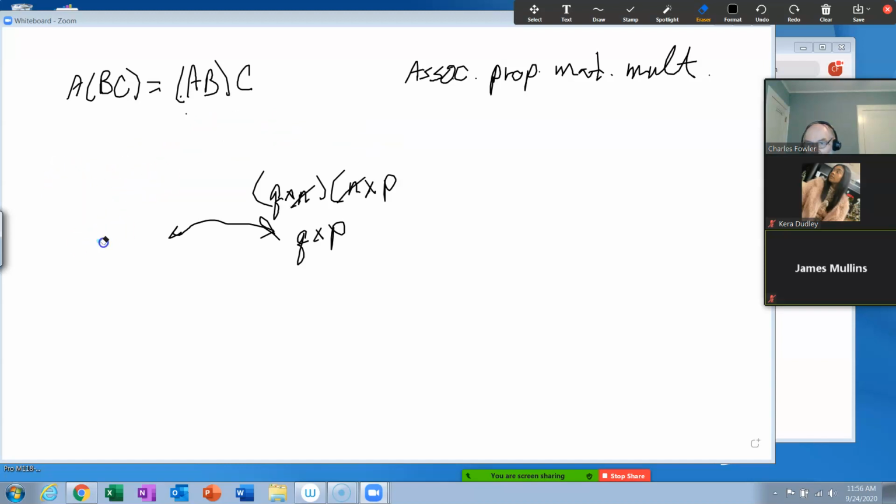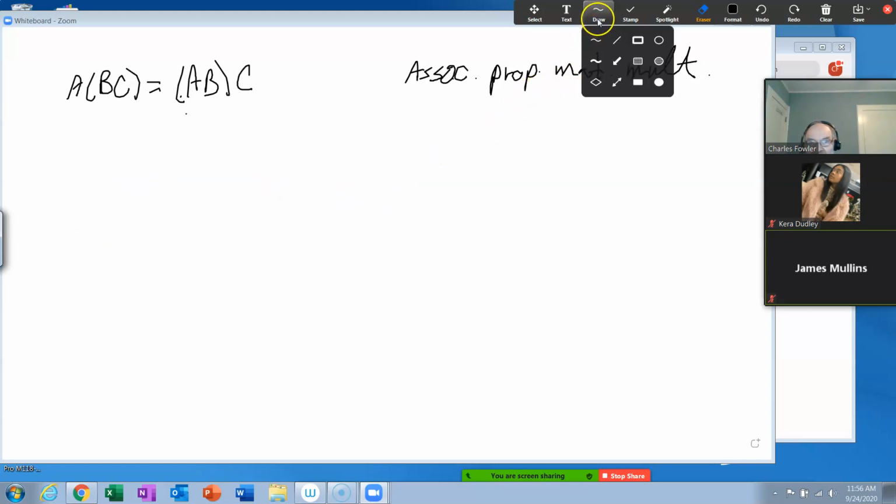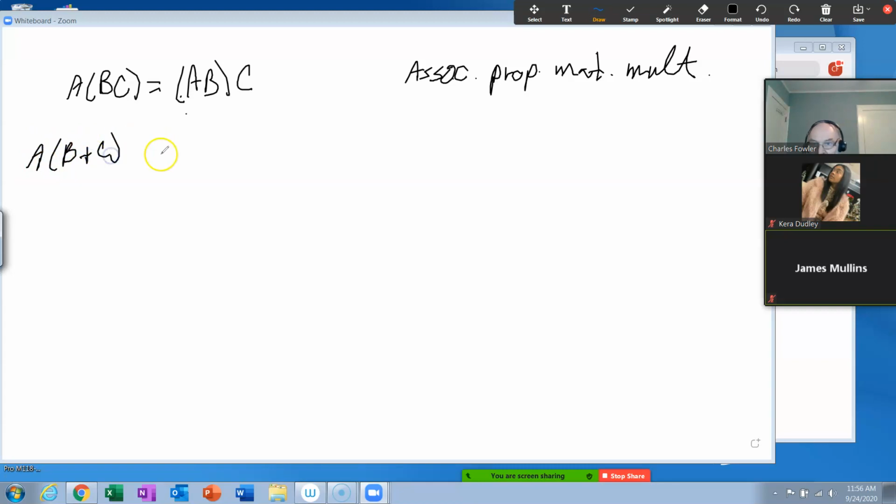Or the overall change happens. Okay? Now the second one of these is A times (B plus C) is equal to AB plus AC.